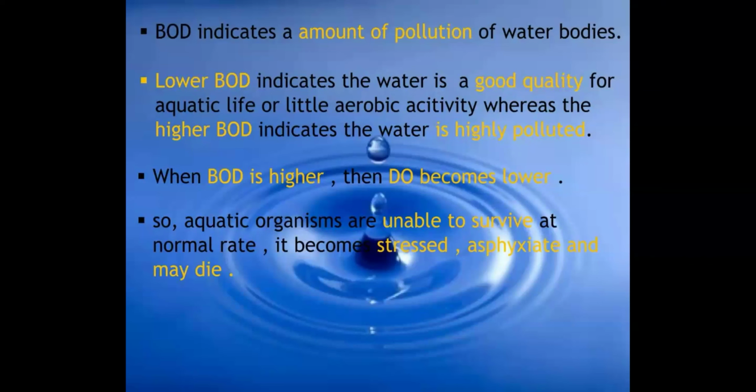Describe the indication of BOD. So you can write lower BOD indicates water is good quality. I can ask for 3 marks. So write this: lower BOD indicates water is good quality, this is the important thing. Higher BOD indicates highly polluted water. When BOD is higher, then DO becomes lower.